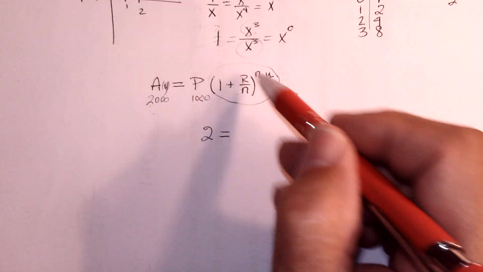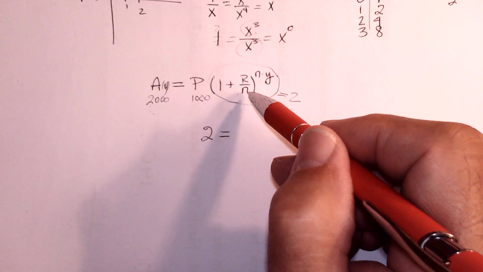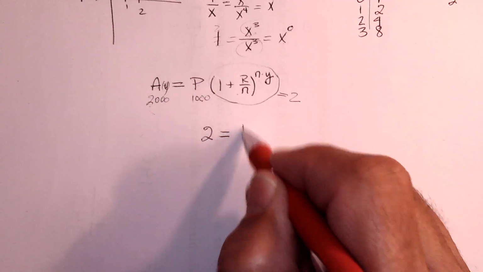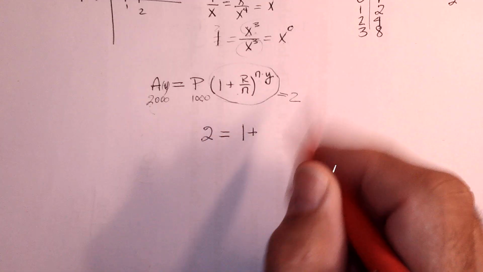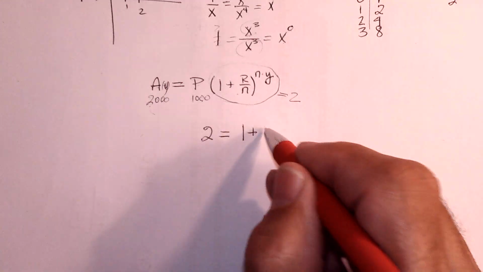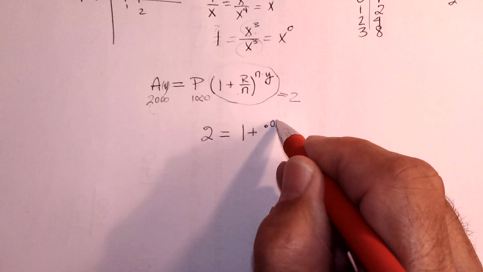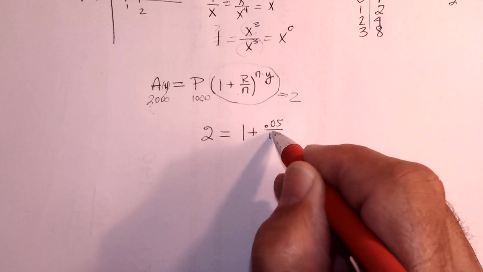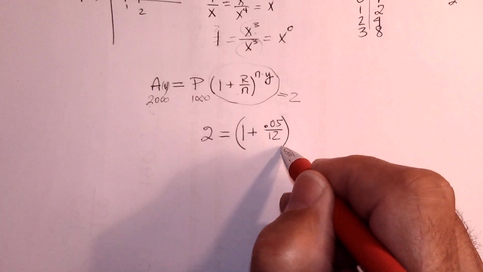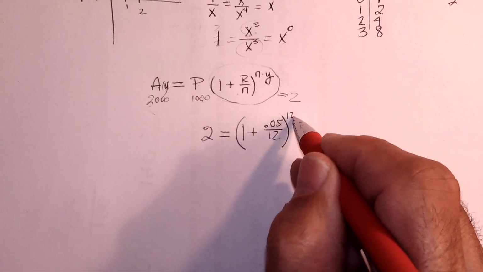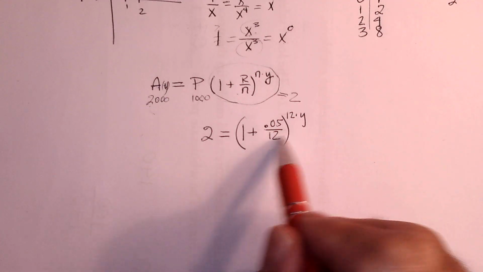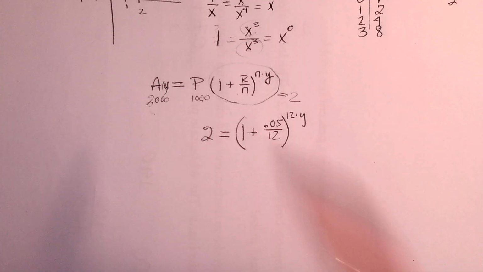Now, if we were doing it daily, we'd be doing one, or let's do monthly. The interest rate, and I used 0.05 in my example, and monthly we divide by 12, and we took it to the 12 times y. So we're trying to figure out y so that this is 2.